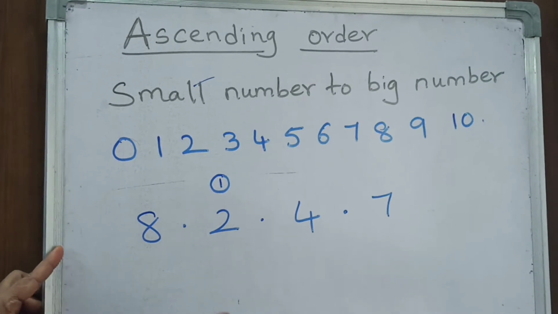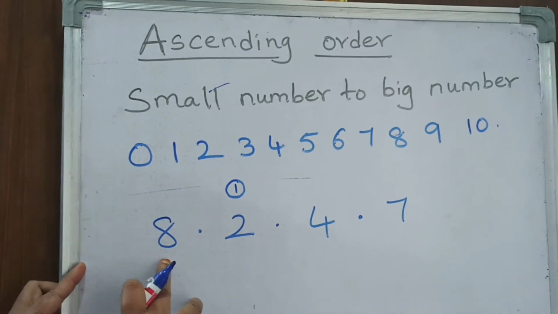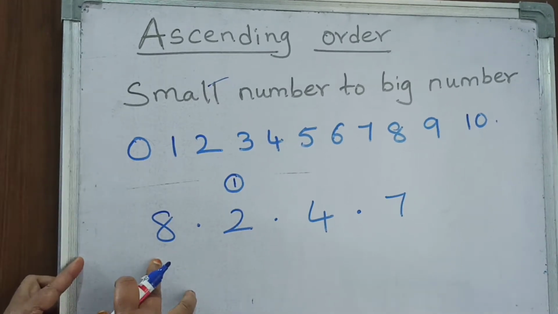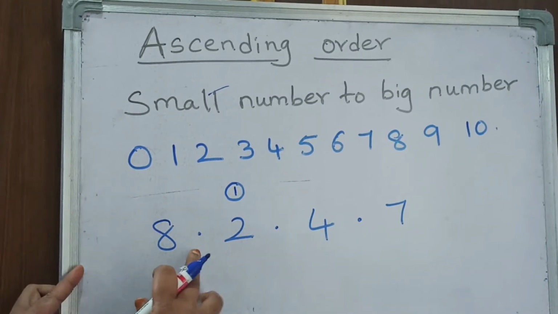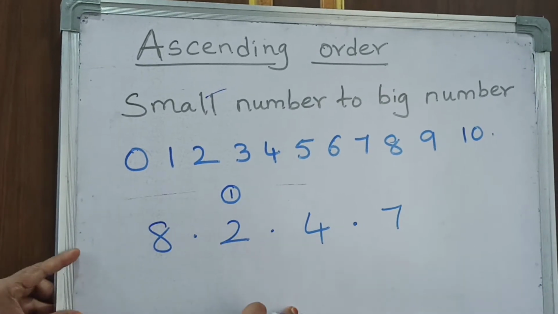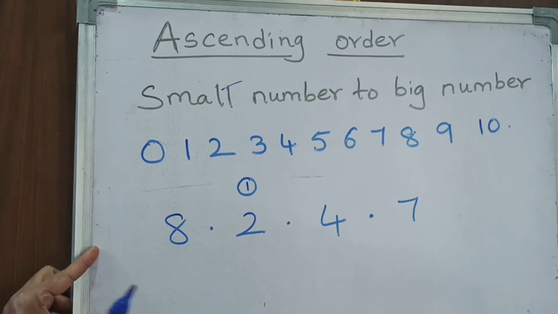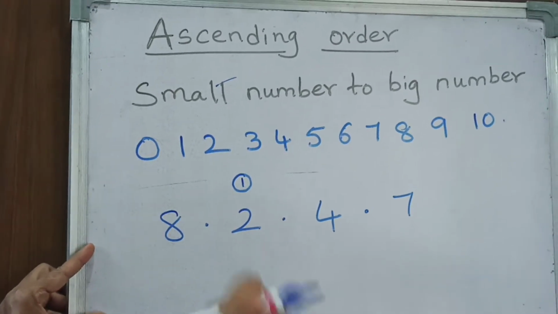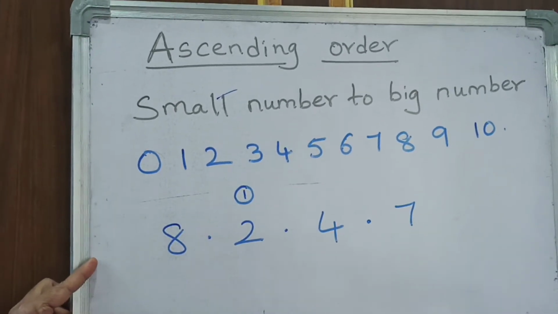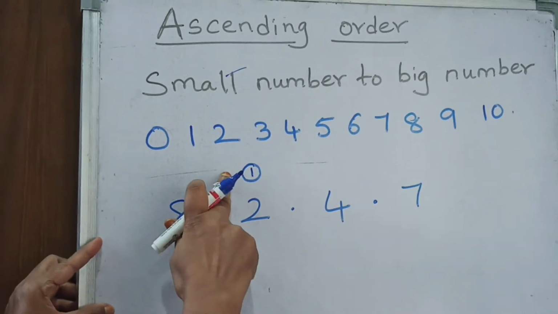In your book also, when you are doing the PDF work in your class book, you also write each number in one box, leave one box and write the numbers. And then when you are writing the ascending order, first you have to circle all the numbers like this, so that you will get an order. Afterwards, by seeing this order, you can write it down. Is it clear, children? So first, 2 is the smallest number.